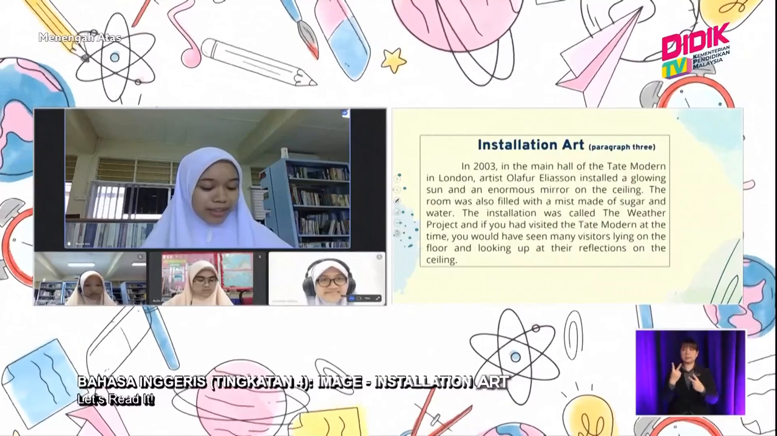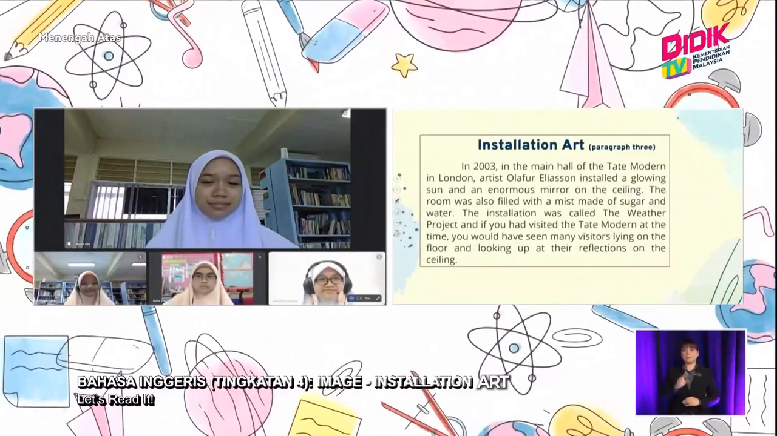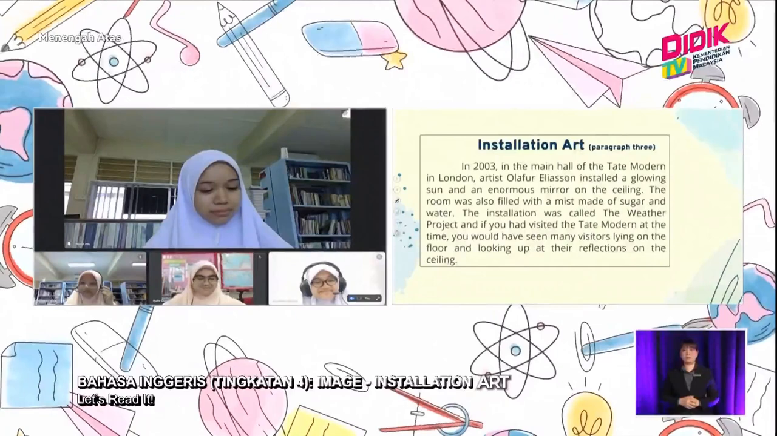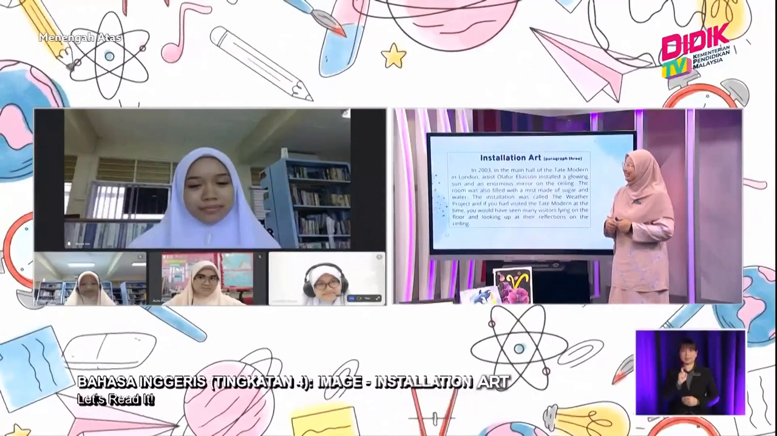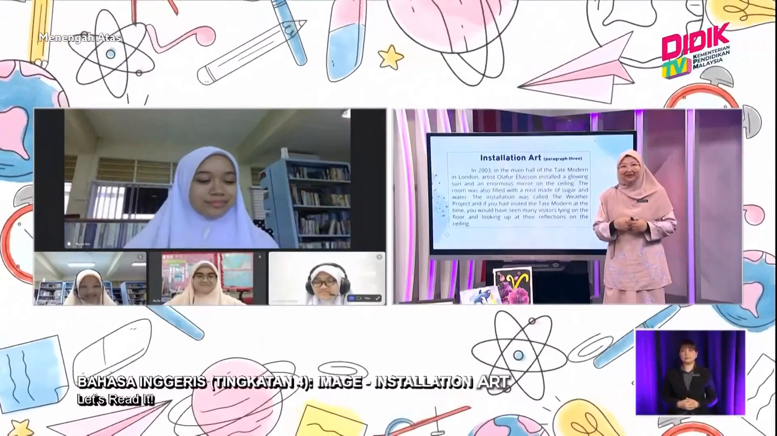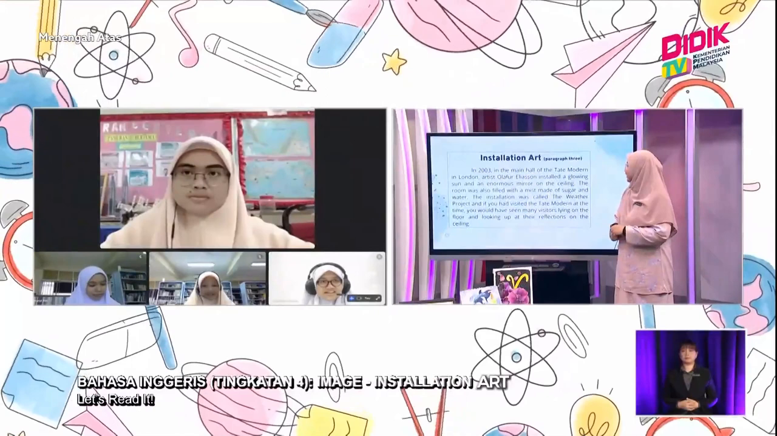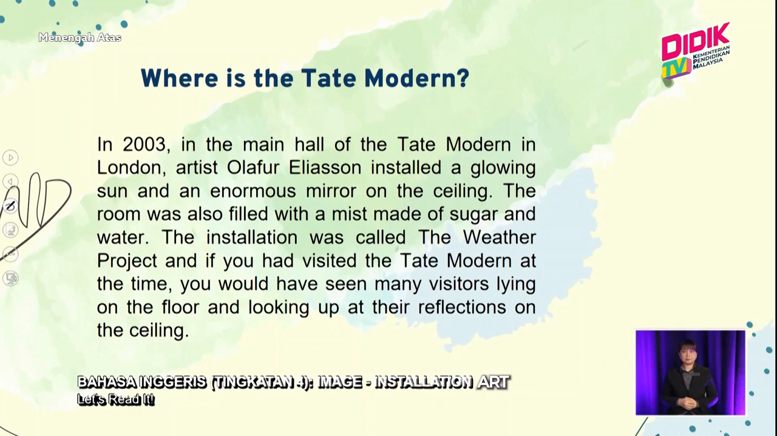Okay, Ain, before that, we will have a question after this. Which friend do you want to pick to answer the question? I think it's Alpha. Okay, Alpha, are you ready? Let's take a look at the question. The question is quite simple. Where is the Tate Modern? So, Alpha, do you have the answer?